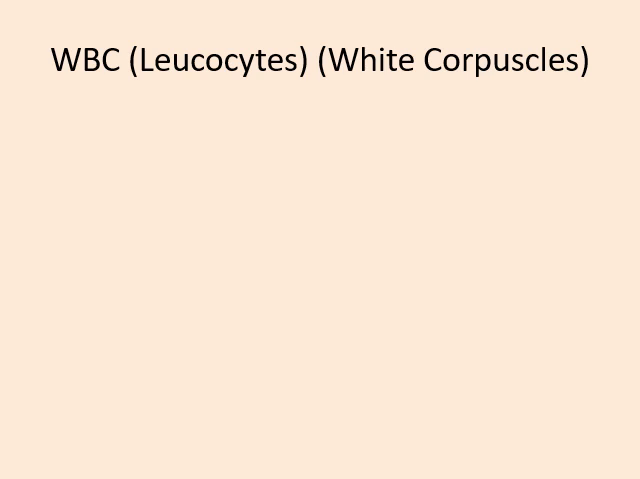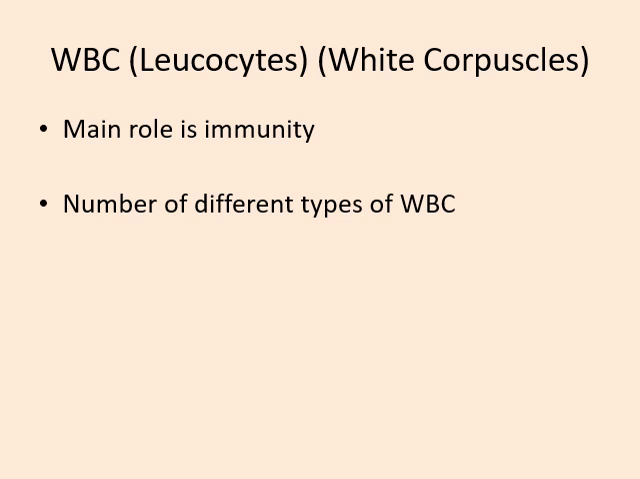Okay, so next are your white blood cells, which are also called your leukocytes, or white corpuscles. In older books, they'll call them red corpuscles and white corpuscles, and corpuscles just means little bodies. So they're white little bodies in the blood. But their main role is immunity. And there's a number of different types of white blood cells.